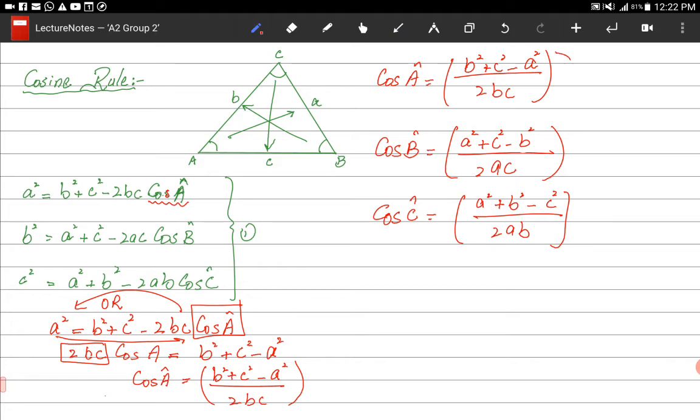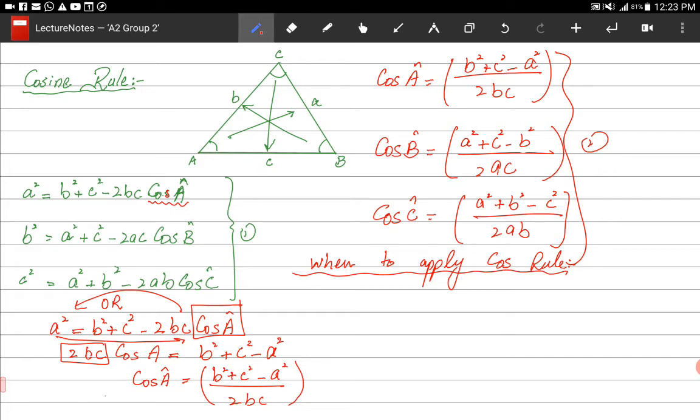Okay. Now I'm going to explain when we can apply the cos rule. So the next heading is when to apply the cos rule, because this is a very important point. Students usually get confused about what to apply, sine rule or cos rule. So there are two situations.